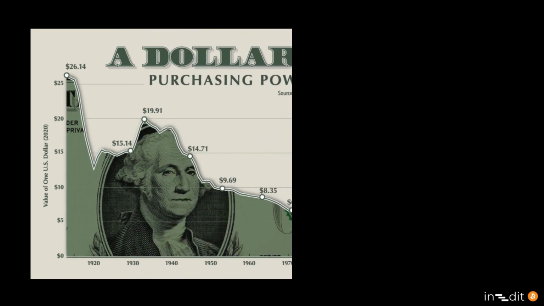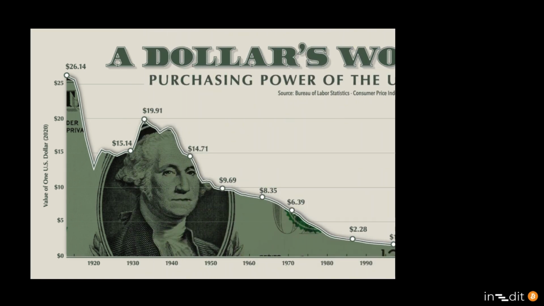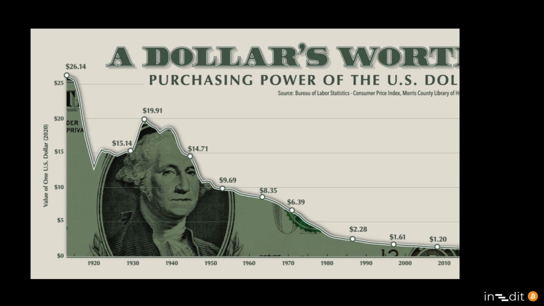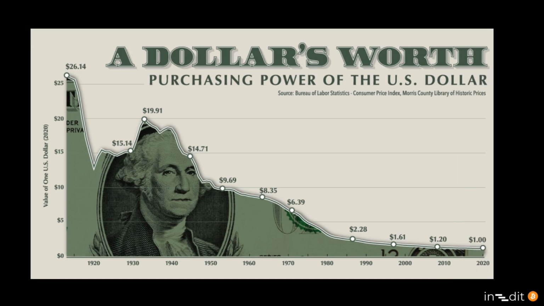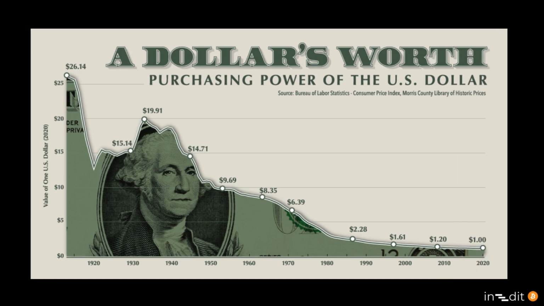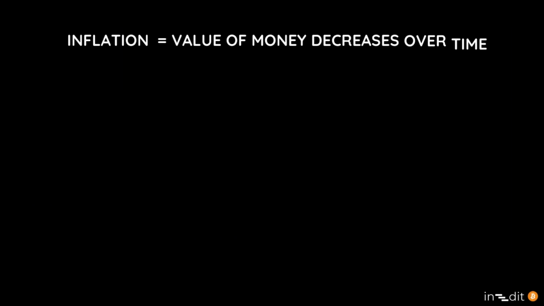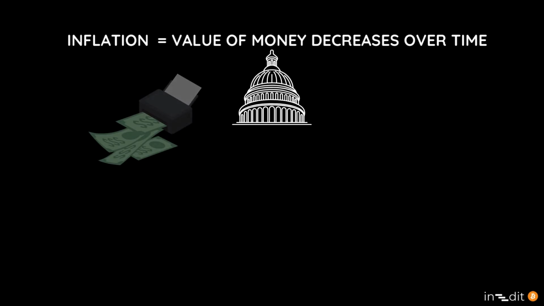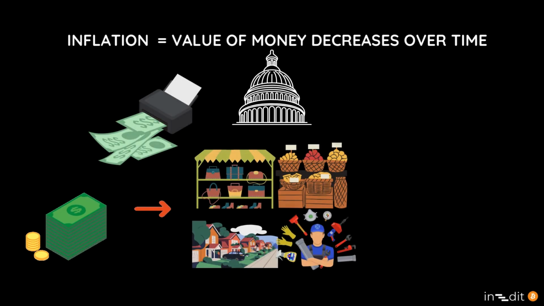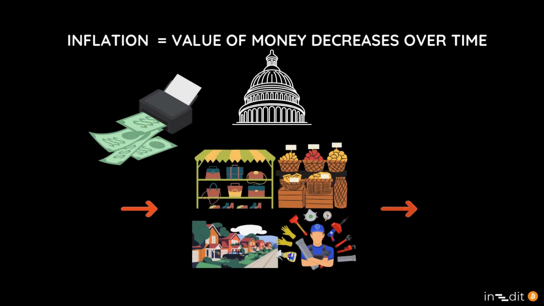In 1920, the dollar had significant purchasing power. You could buy a lot with just a few bucks. Fast forward to today, and that same dollar doesn't go nearly as far. It's like going to the store with a dollar and realizing you can barely afford a pack of gum. This decline in purchasing power is due to inflation, where the value of money decreases over time. Governments print more money, and as more dollars chase the same amount of goods and services, prices go up.